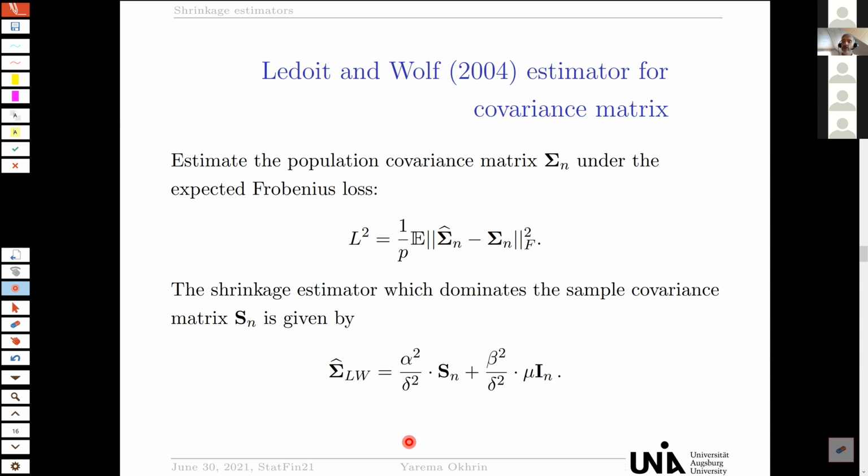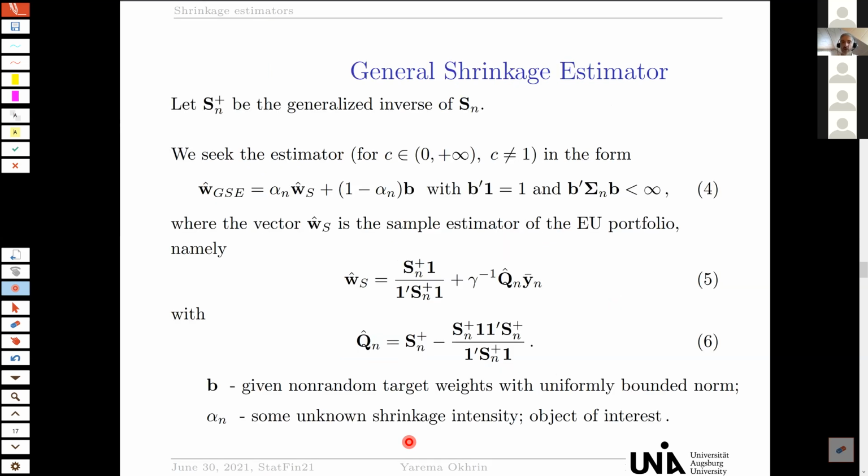Now, what we do here, we try to copy their idea of the shrinkage estimator to the portfolio weights. So let Sn plus be the generalized inverse of the sample covariance matrix. And our key idea is in equation 4 here, that our generalized shrinkage estimator for the portfolio weights is a linear combination of the sample portfolio weights I have defined a couple of slides before, like the traditional estimator, and the target portfolio b. So the sum of all b's must be equal to 1, and we assume that this target portfolio has a bounded variation in some sense.